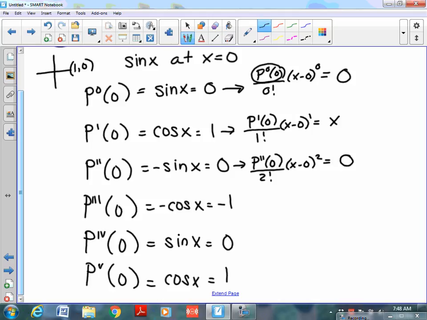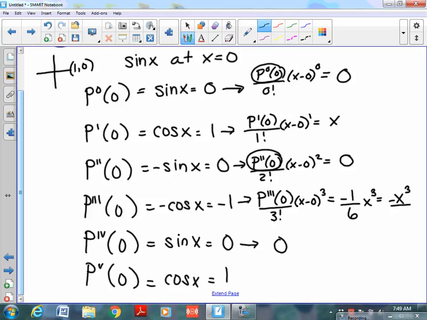Because this is 0, all of this is 0 right here, and anything times 0 is 0. Okay, the next one, I can almost say this one is 0 also. I didn't have to work it out. P3 of 0 over 3 factorial, x minus 0 to the third power, you're going to get a negative 1. 3 factorial is 6, x to the third, and I think the book will write it as negative x to the third over 6.